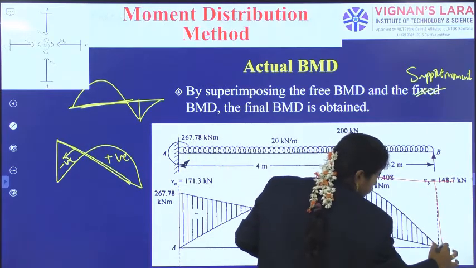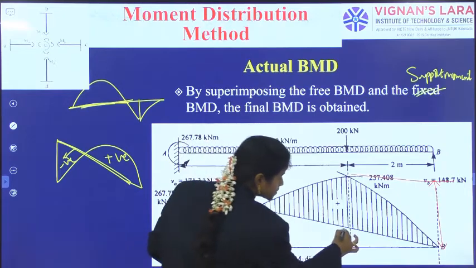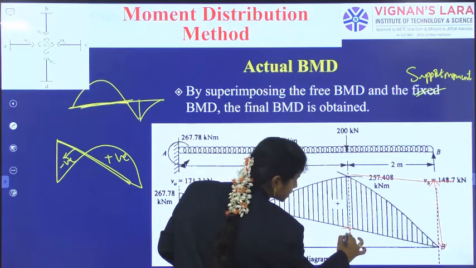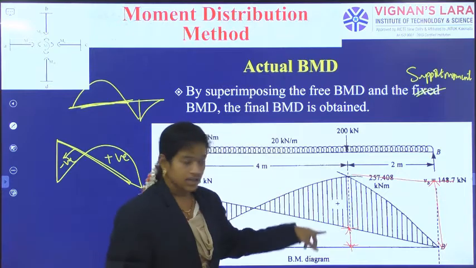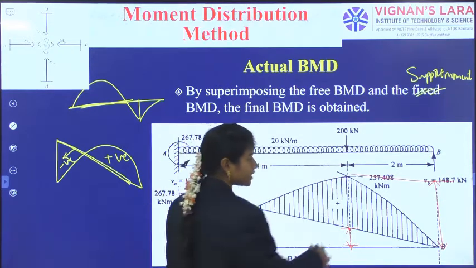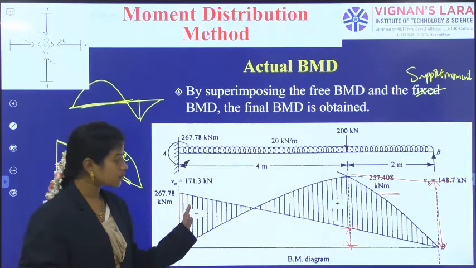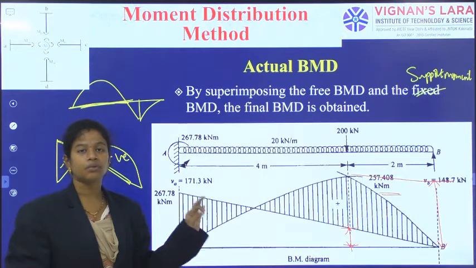using the total height from the free bending moment diagram, and also using this height from the similar triangle conditions. Using these two answers, at this particular loading point I can calculate the value. That answer they have given as 257.408. So this is the generation of the actual bending moment diagram.